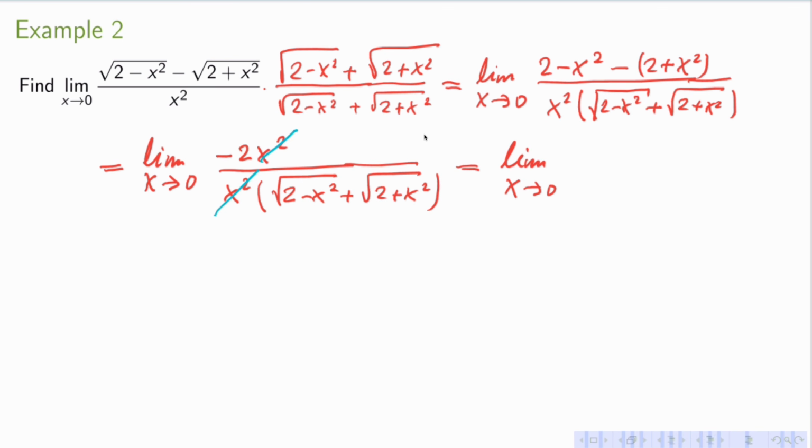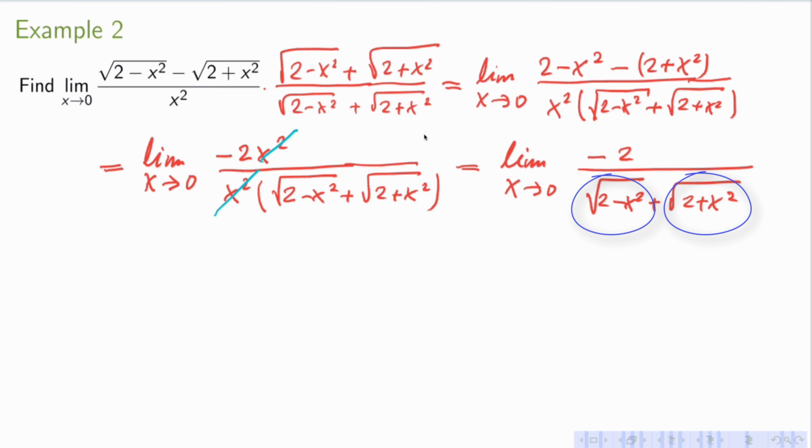And we continue. Limit as x goes to 0, minus 2 divided by the root of 2 minus x squared plus the root of 2 plus x squared. Okay, so does this look better than before? It still looks rather complicated. But now we can try to sub in x is equal to 0. If you do this in the denominator, you get root 2 here and root 2 there with a plus sign in between, so they don't cancel. You get 2 times root 2 in the denominator. So indeed, we can now take the limit. That is cool. So we get minus 2 divided by 2 root 2, which then is minus 1 over root 2.